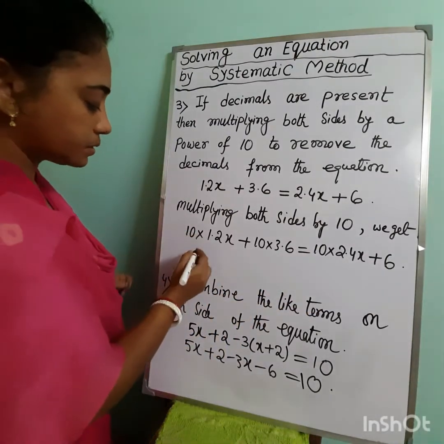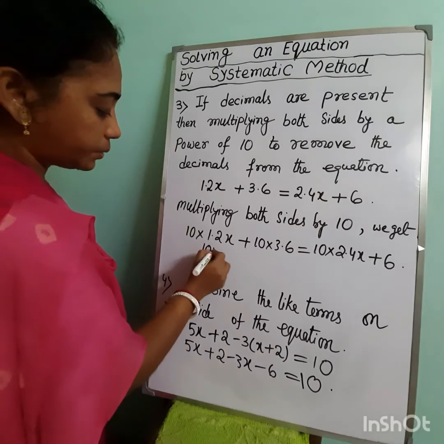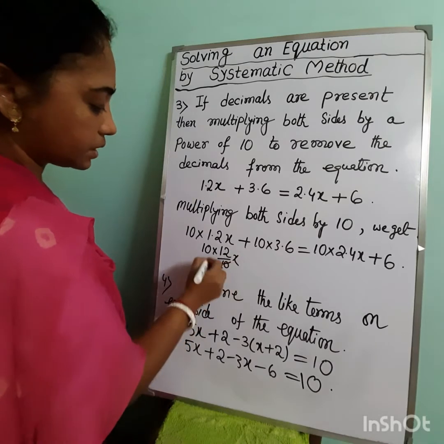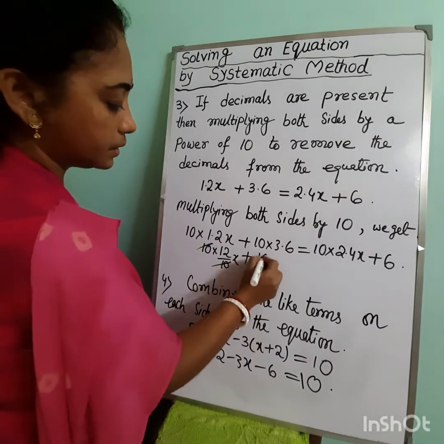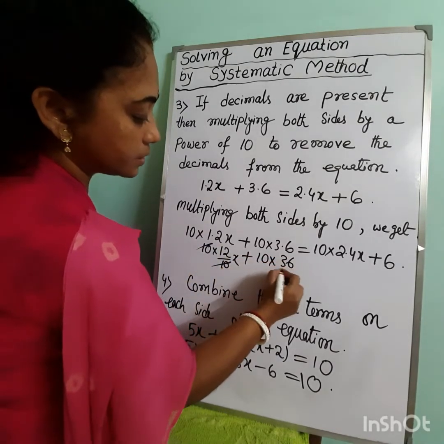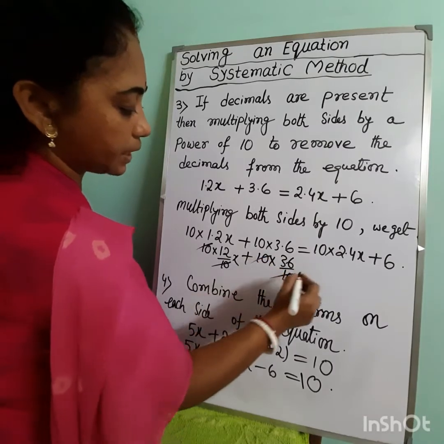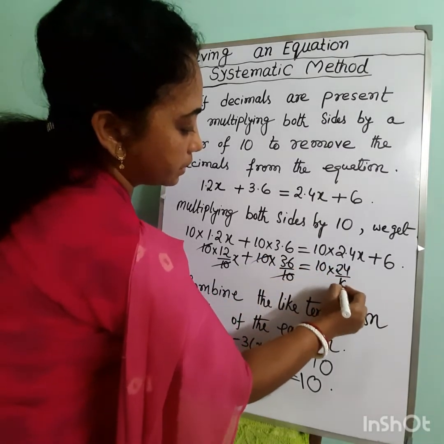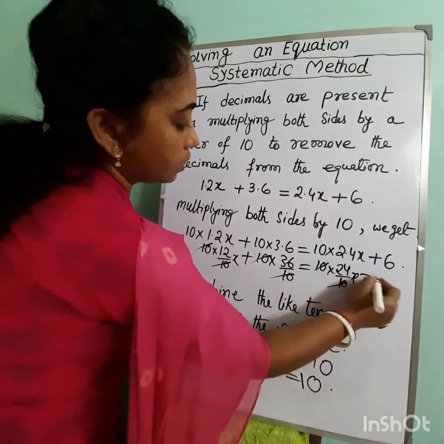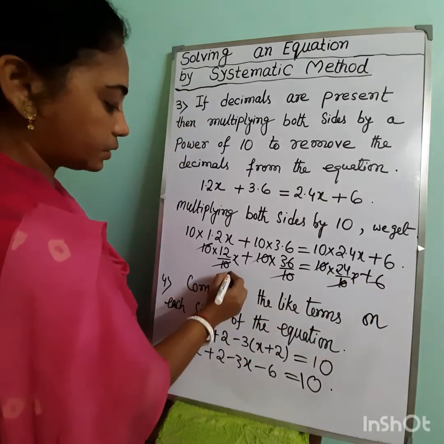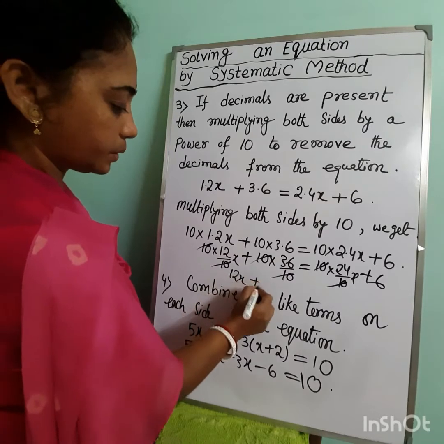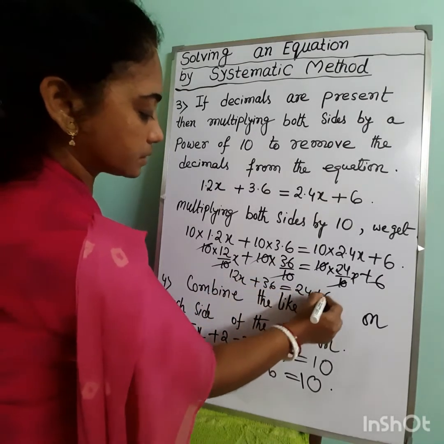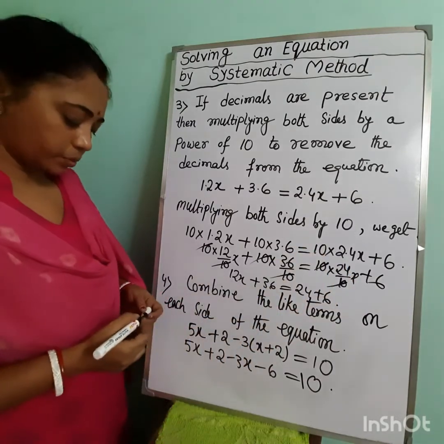Now we write it as 10 multiplied by 12 by 10 x. So this 10 will cancel out, plus 10 multiplied by 36 by 10. This 10 will cancel out. Again 10 multiplied by 24 by 10 x, again this will cancel out, plus 6. So we get the equation as 12x plus 36 is equal to 24x plus 6. So now we can easily solve the equation.